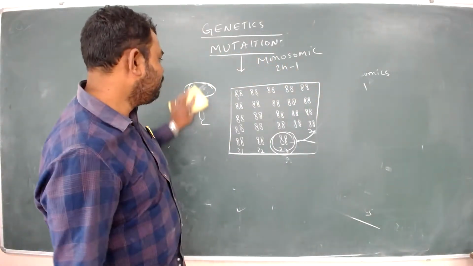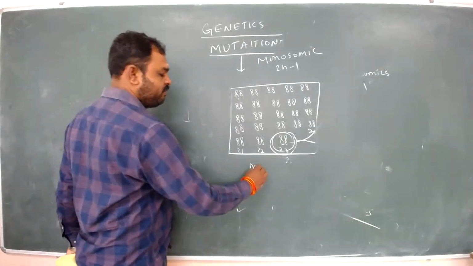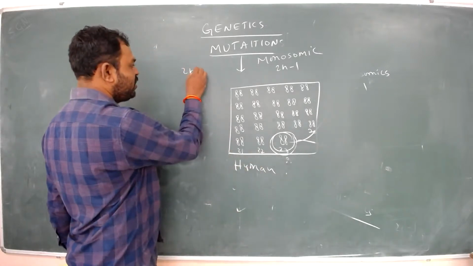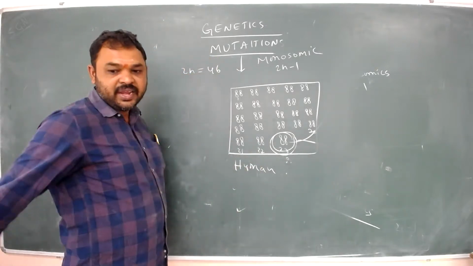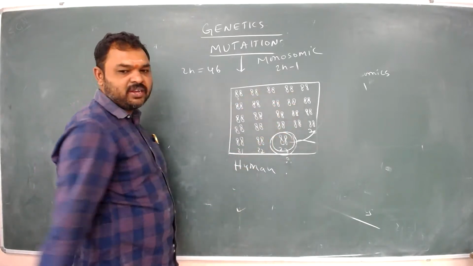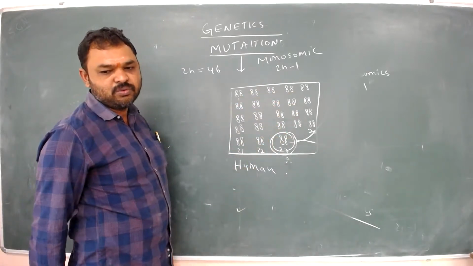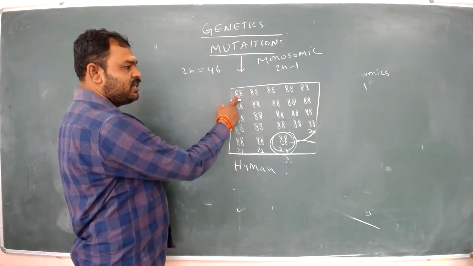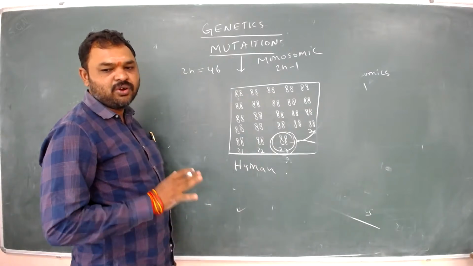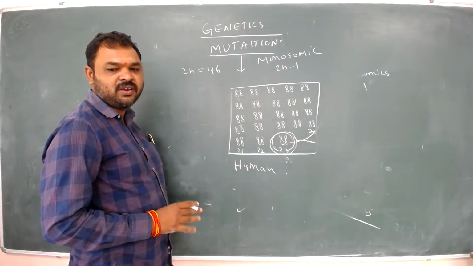In a human being cell, 2n equals 46, and n equals 23 sets. Each set has 2 chromosomes, so 23 sets give 2n equal to 46. Then 2n minus 1 means 45.